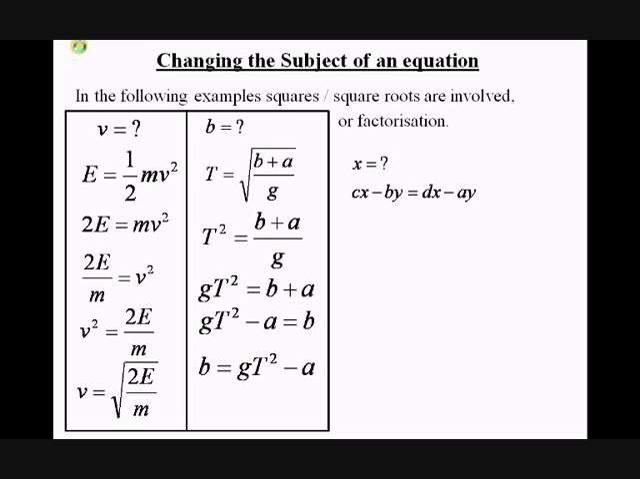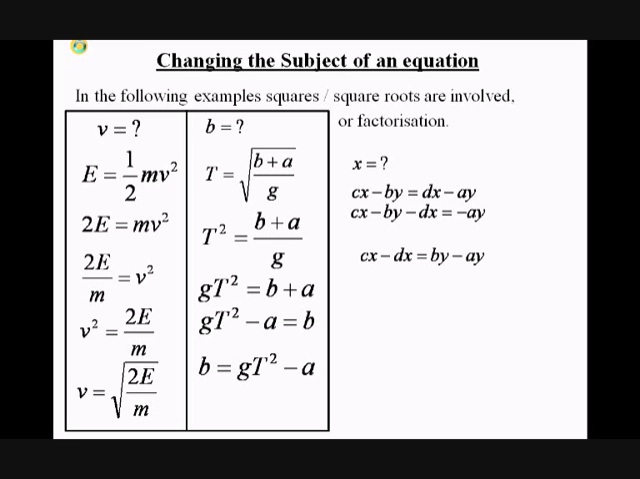The first thing I've done is take dx away from both sides. So I've got cx minus by minus dx is equal to minus ay. I can add by to each side so that I get two x terms on one side, which is what I'm looking for, and everything else on the other side. So I get cx minus dx is equal to by minus ay, because I've added by to each side.